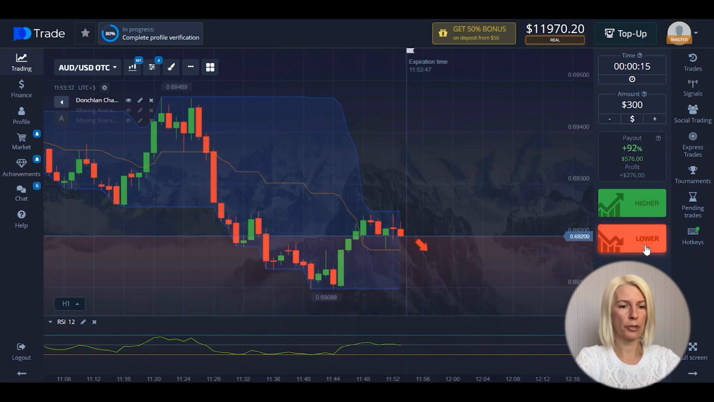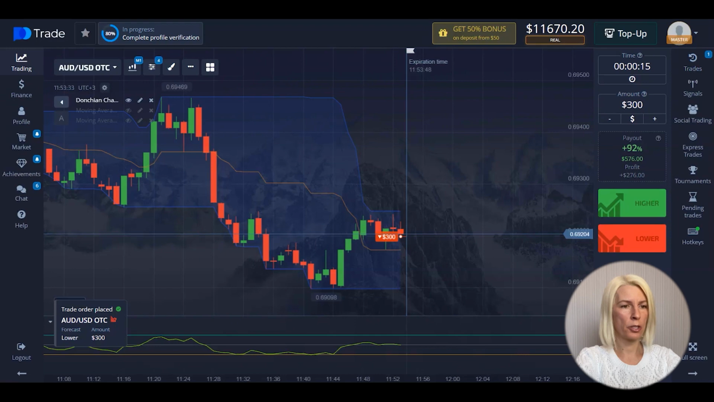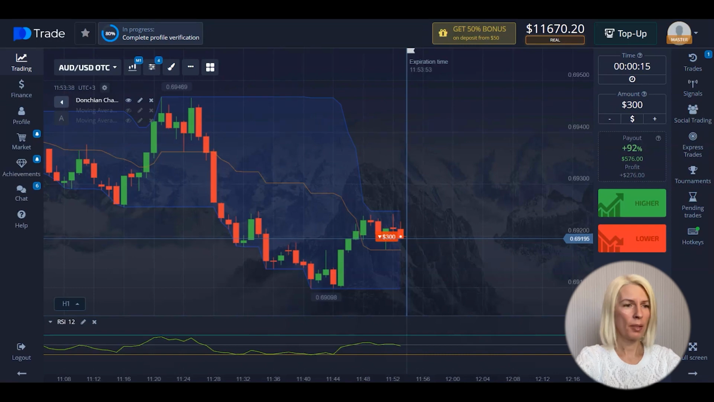After doing my analysis and predicting the movement, I'll make a trade for $300, which is less than 3% of the balance. You may ask why only 3%? In the first place, this is a small loss if I lose, and in the second place, this is the best trading budget. But let's look at the chart.